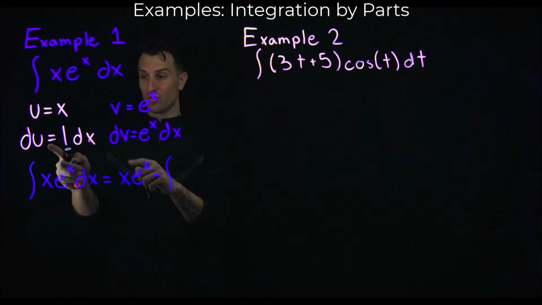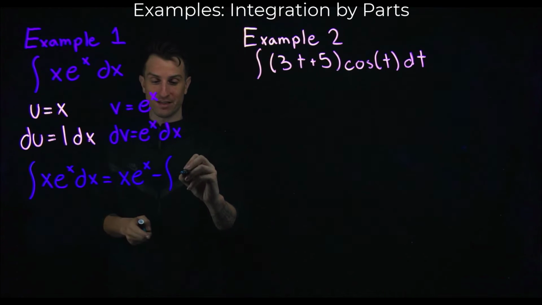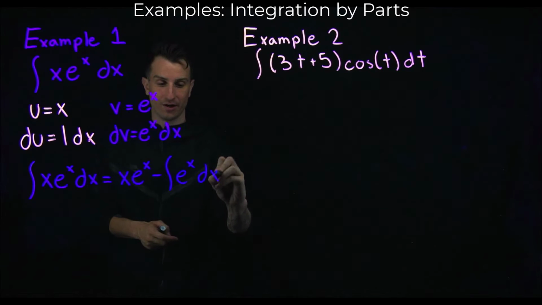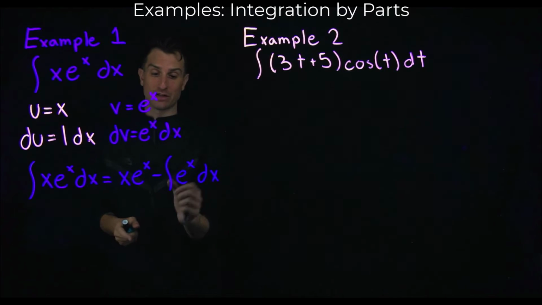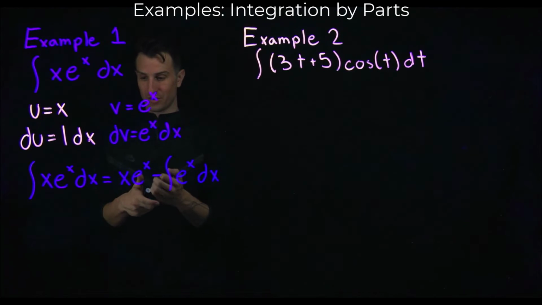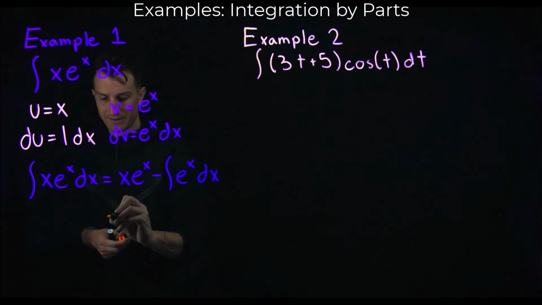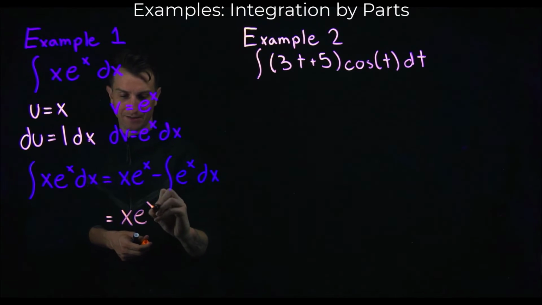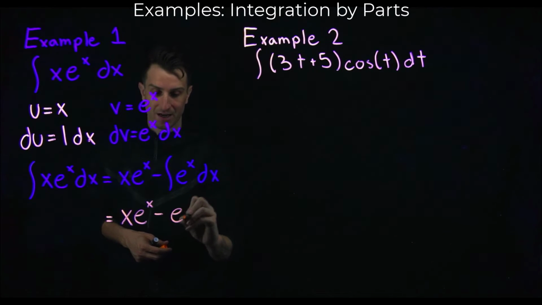This is the whole reason why I chose u to be x, because look what happens. This is v du. Look how nice this integral is: here we had x e to the x, now we just have an e to the x. We know how to integrate that. There's no problem involved there. So our final answer is x e to the x minus the integral of e to the x, which is just e to the x.